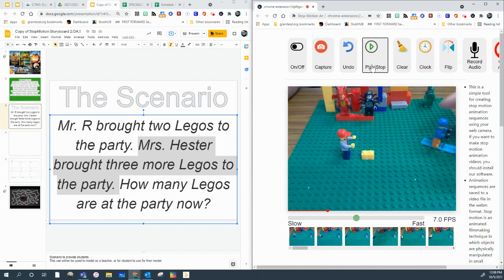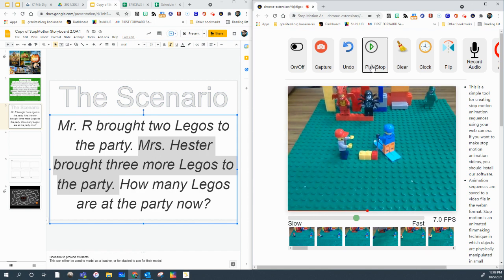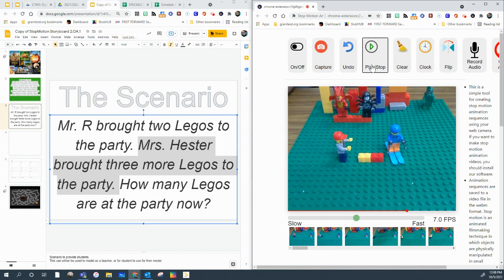So Mr. R brought 2 Legos. And Mrs. Hester, she's a pretty good skier, she brought 3 more. Okay, so now, right, Mr. R, he brought 2 Legos to the party. And then Mrs. Hester brought 3 more. How many Legos are at the party now?